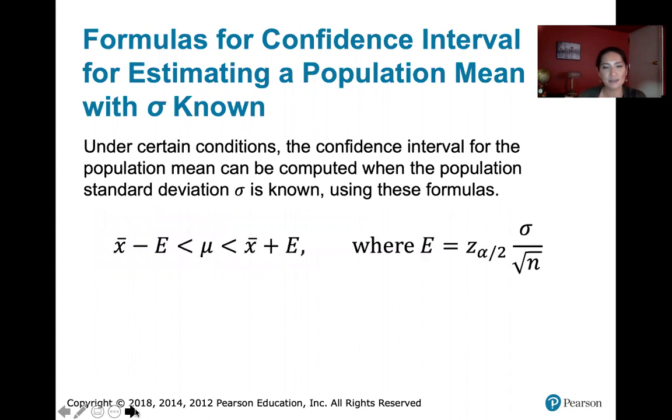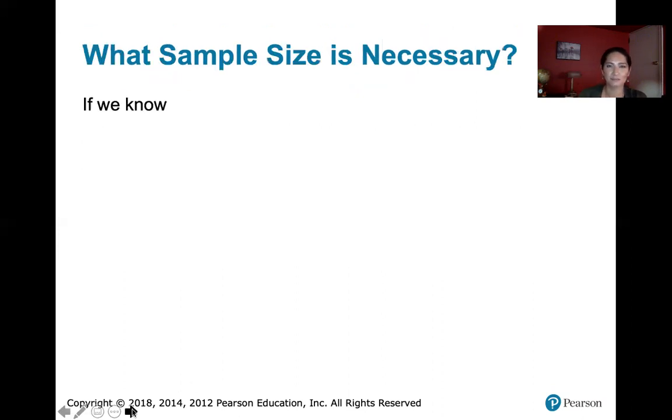So the population mean is in between that sample mean minus the margin of error and the sample mean plus the margin of error. But this time, if we know the population standard deviation, the error is given by this. It's z sub alpha over 2, that's a z-score from our standard normal distribution, times the population standard deviation divided by the square root of the sample size.